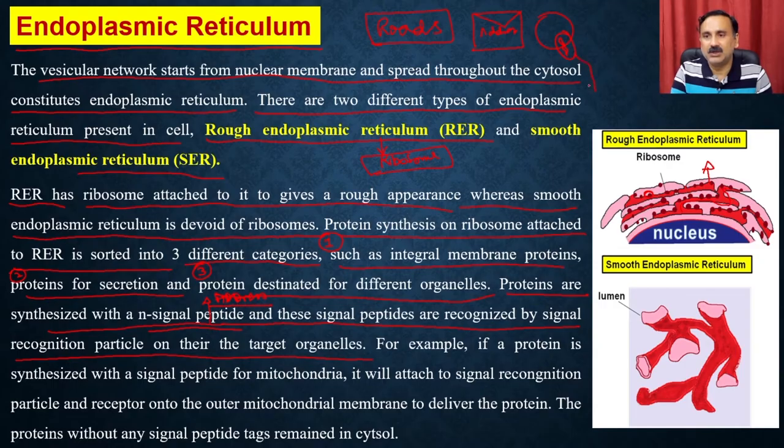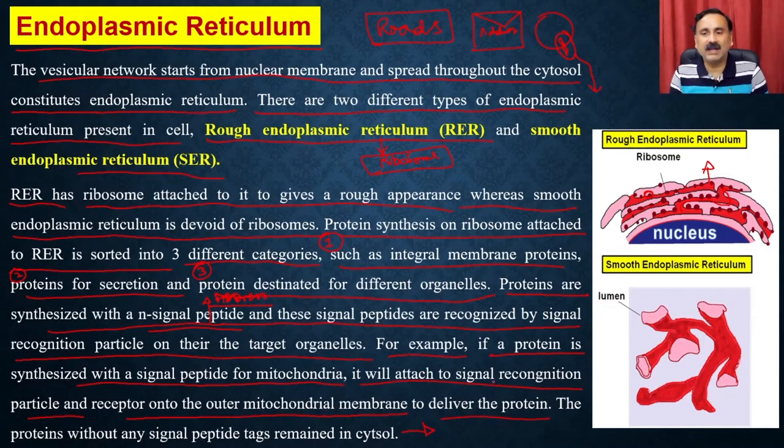then this vesicle will go to that destination. Okay. For example, if a protein is synthesized with a signal peptide for the mitochondria, it will attach to the signal recognition particle and the receptor on the outer membrane to deliver the protein. The proteins without any signal peptide tags remain in the cytosol. So any protein which does not have any kind of tag is going to remain within the cytosol.